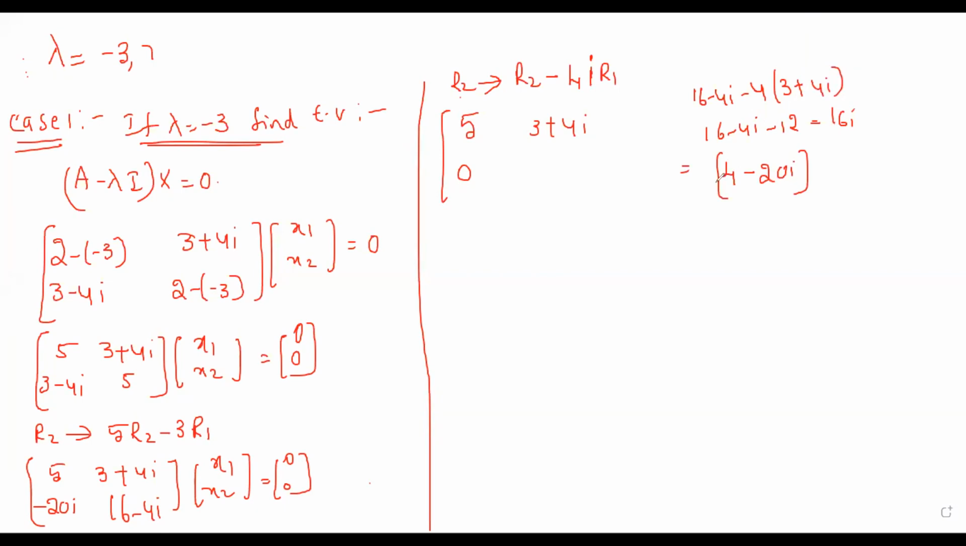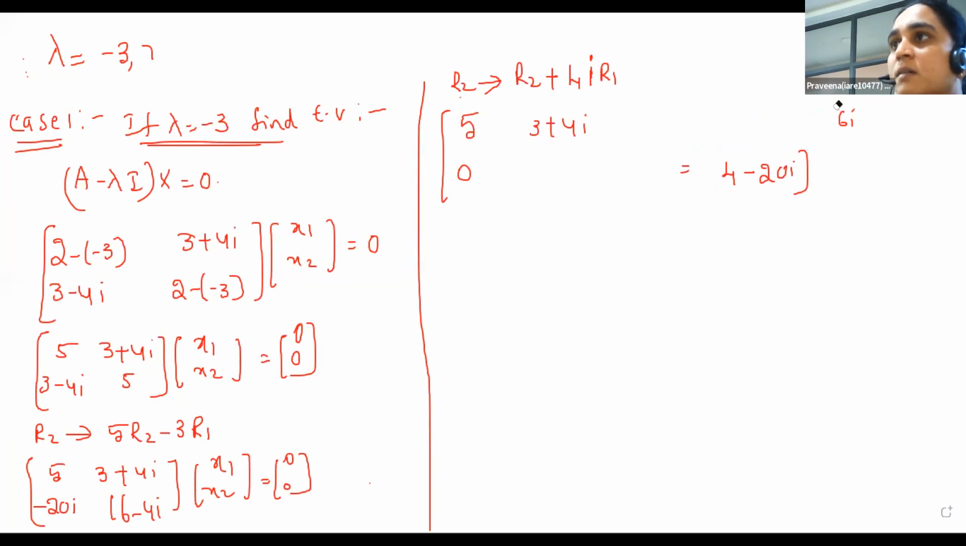Ma'am, R2 plus 4i R1. Then will it become 0? Yes, ma'am. Right, ma, correct. It should be 0 here also. Then the second element is completely 0. Correct, here 0 comes. This one also 0 into x1 x2 is equal to 0 0.